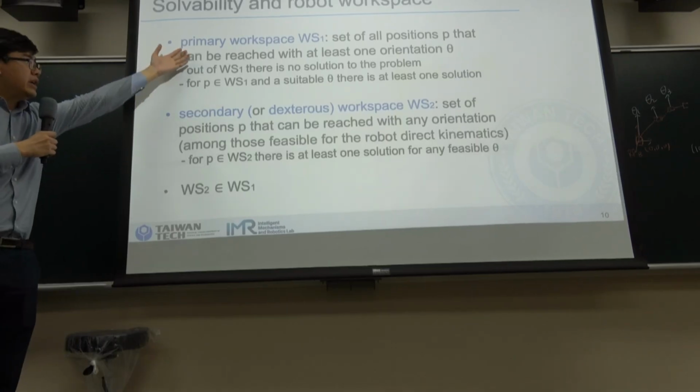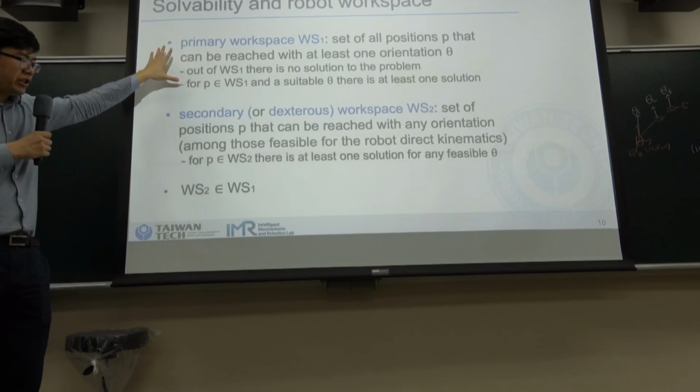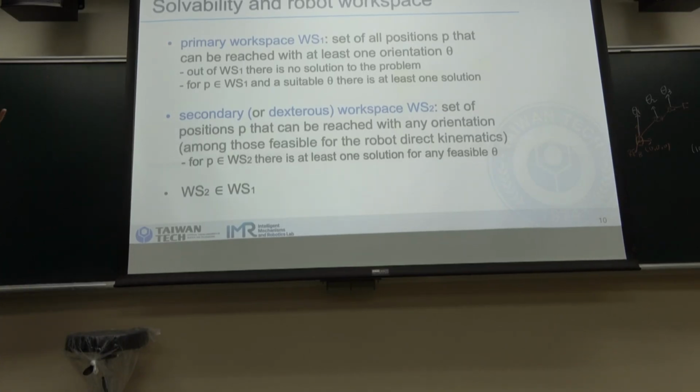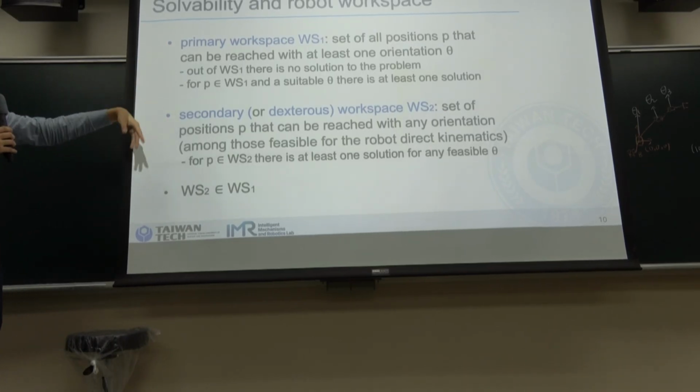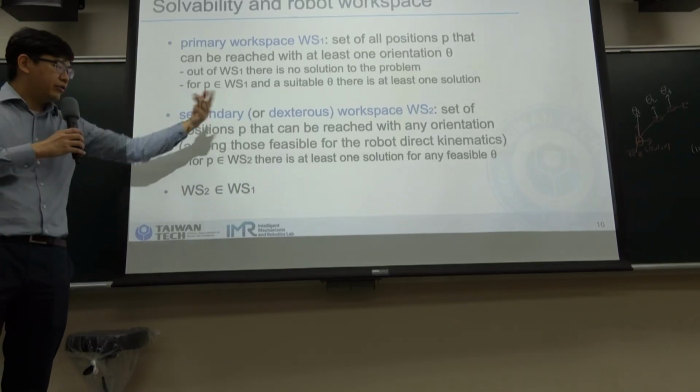So the primary can be reached with at least one orientation, which is the furthest or the largest workspace, and the secondary will be the dexterous workspace, which can be reached by any orientation.